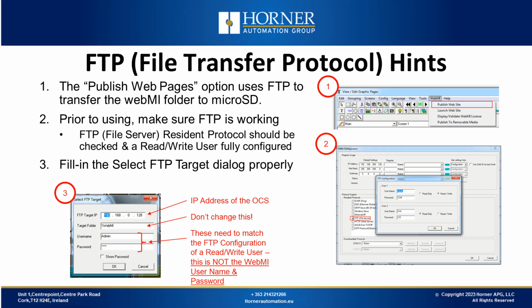You're going to want to make sure that once you press the Publish Website button, you get the FTP pop-up that's shown here. And lastly, you're going to want to type in the target IP. That's the OCS IP address. You don't want to change the target folder, and the username and password it's asking for are actually the FTP username and password, not any of the login credentials from the web browser for logging into WebMI.